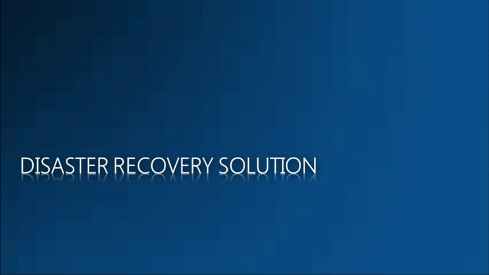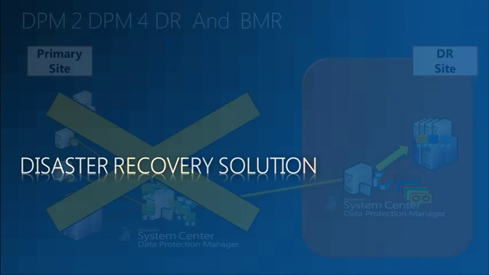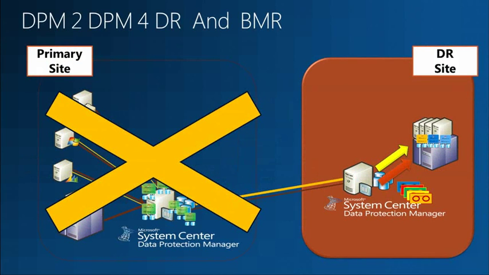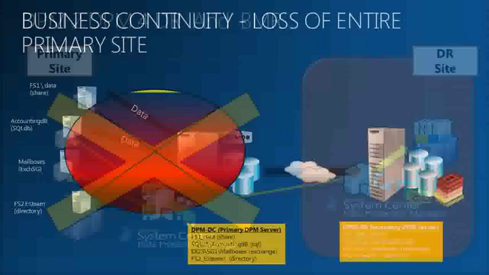So let's talk a little bit about disaster recovery. The scenario here is I've got a primary site, I've got a disaster recovery site, and I'm using a second-level DPM server for DR at that offsite location, and there's a couple of different scenarios. So maybe, really disaster has happened, I've lost that entire first site.